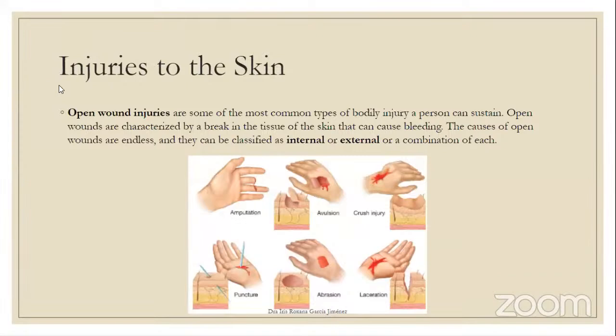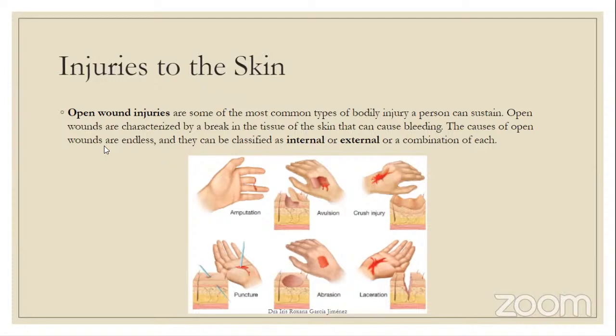Now we get the injuries to the skin, and we must consider all of these details. We have open wound injuries, okay? This type of skin lesion is so common, and they are characterized by a break in the tissue of the skin that can cause bleeding.